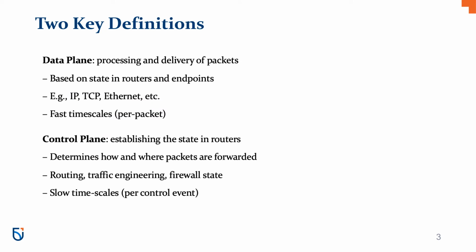As we continue on this subject, it is important to take note of two key terms: data plane and control plane. In the data plane, everything that has to do with actual user traffic is addressed here. The data plane is tasked with processing and delivery of packets based on states in routers and endpoints, fast timescales per packet. In the control plane, it basically deals with communication between the software or hardware networking components. This establishes the state in routers to determine how and where packets are forwarded, slow timescales per control event.